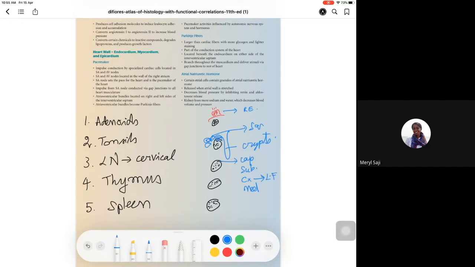Thymus, there is no capsule. They are arranged in a zigzag pattern. If you go to the high power, they are arranged in nests. And if you go to the high power, thymus is mainly divided into cortex and medulla. This is one lobule, and it is made up of cortex, which is outside, and then medulla. And in the medulla, you have the Hassall's corpuscles, nothing but epithelial pearls.